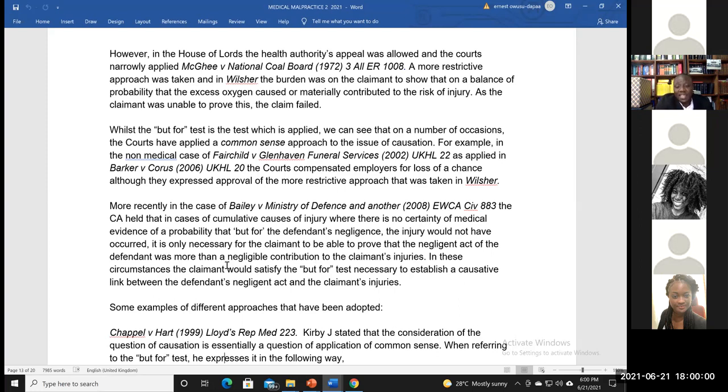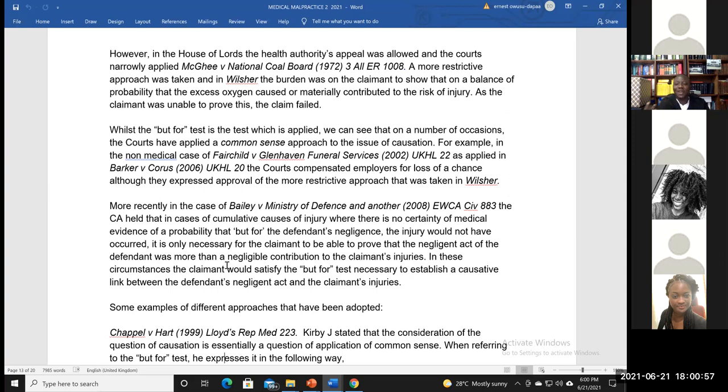In other words, even where we do not have clear-cut evidence to say that the defendant's conduct or the defendant's omission significantly or materially contributed to the plaintiff's injuries, Bailey against Ministry of Defence suggests that in a situation like that, it will be helpful if the plaintiff could demonstrate that the contribution of the defendant was not negligible, not insubstantial or inconsequential.